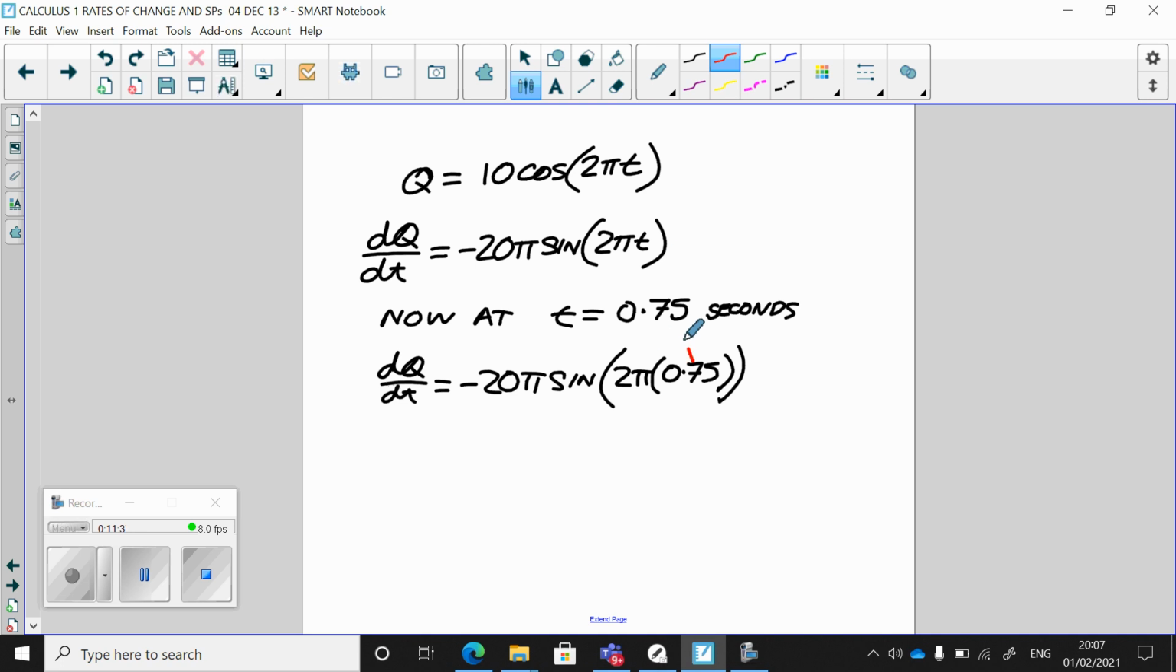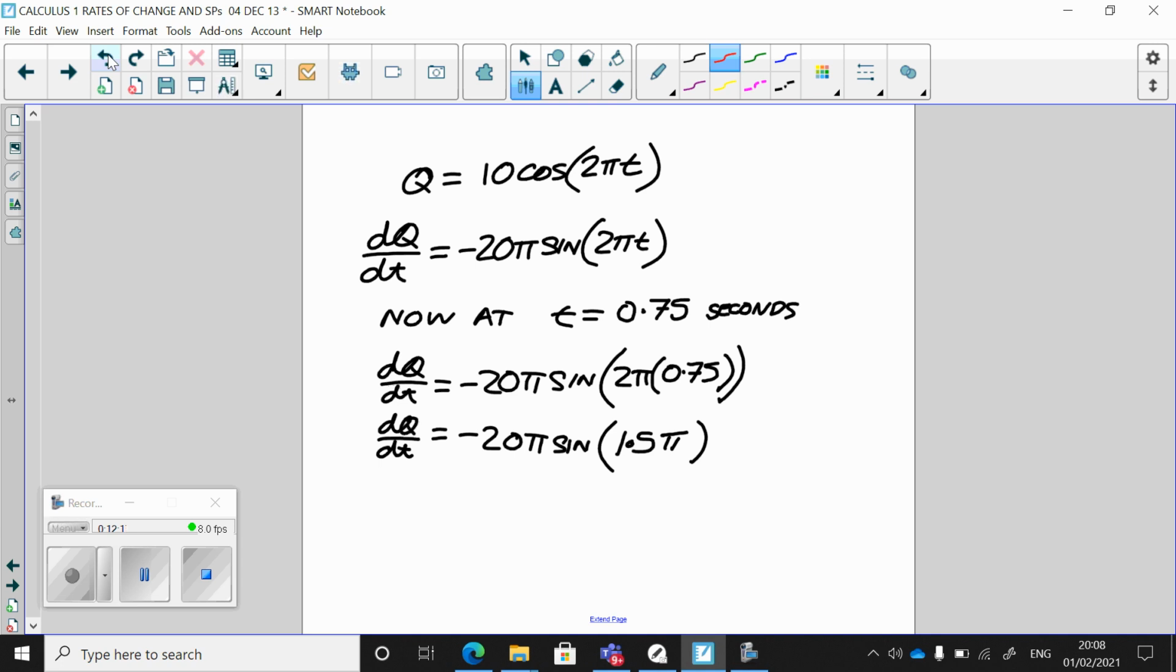I know what I've done, but I just want to show you what I've done. See the 2 and the 0.75, because they're kind of similar types of numbers, rational numbers, whatever you want to call them, I've multiplied them together. So 2 times 0.75 is 1.5. That's why in the next line I'm going to have 1.5 stuck to pi, right? Just in case you're having a wee panic attack. Now you should be able to type that in your calculator there. Negative 20 pi sine 1.5 pi. Remember to be in radian mode.